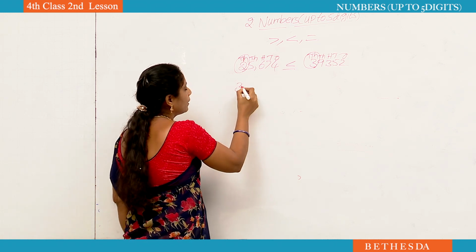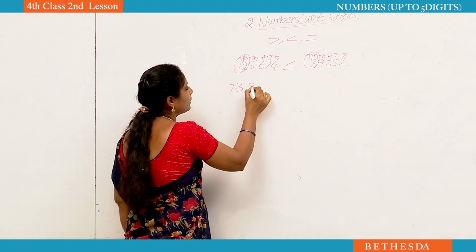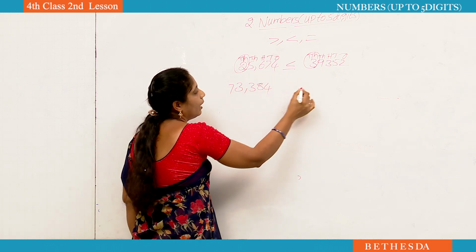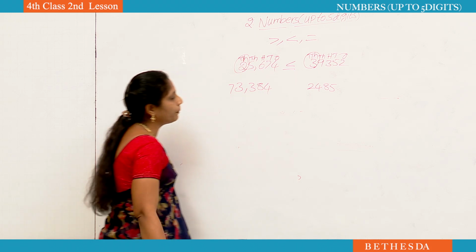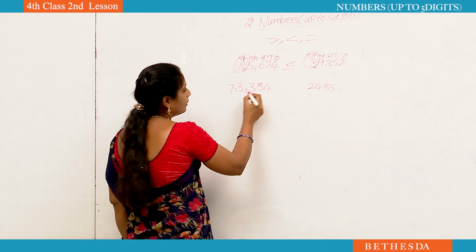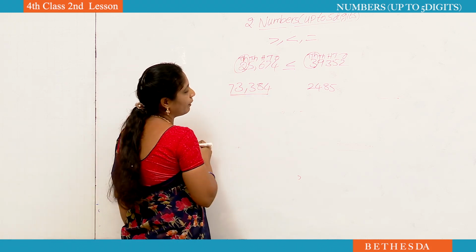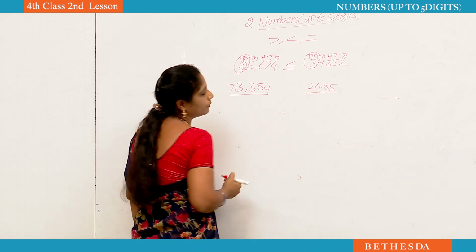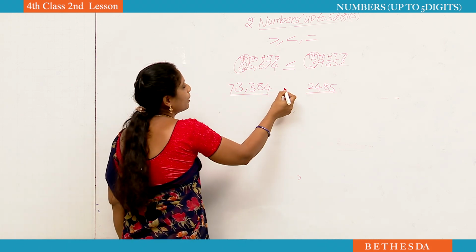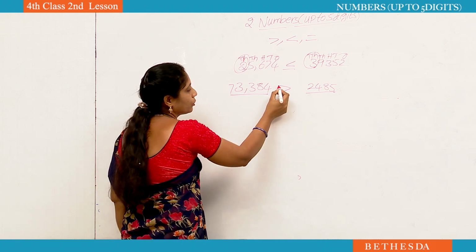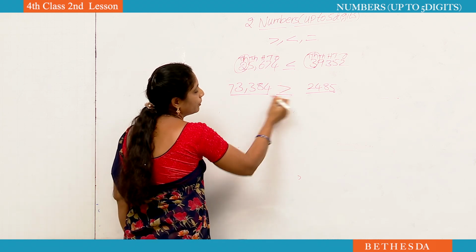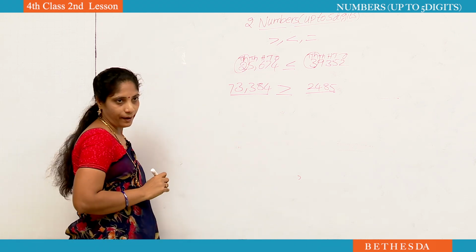Now see here, 73,384 and 2,485. Here which is the big number? In this number we have 5 digits, in this number we have only 4 digits. A 5 digit number is always bigger than a 4 digit number. That's why we show the open mouth to this side. This side open mouth is called greater than.